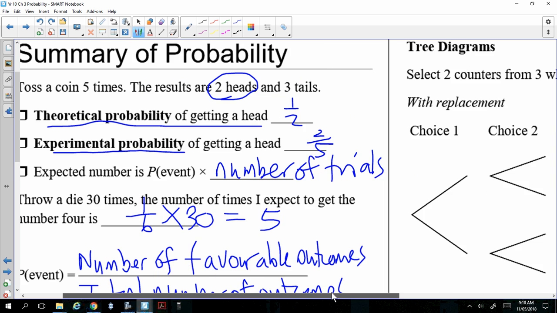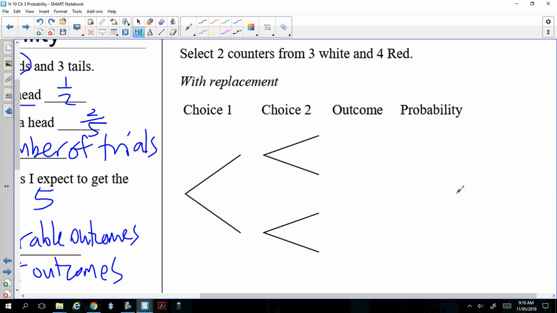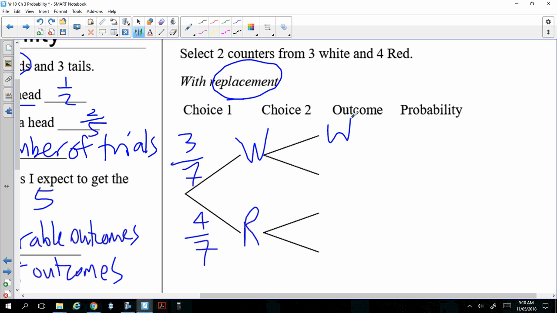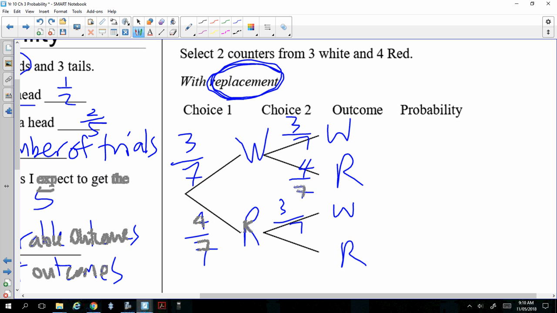So, tree diagram. You select 2 counters from 3 white, 4 red. So, your first choice could be white or red. Your chance of getting a white is 3 out of 7. Red is 4 out of 7. And due to the fact they are with replacement, your chance of getting white does not change. It still stays the same because we put the counters back. Again, no changes. It stays as 3 out of 7, 4 out of 7.